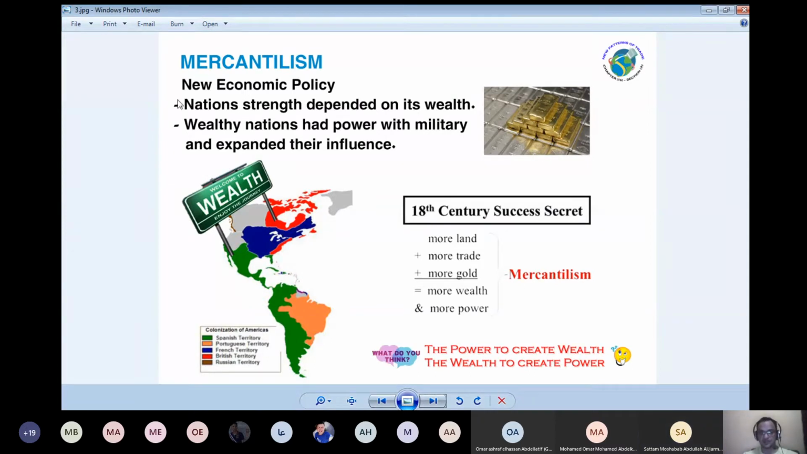So guys, mercantilism: the nation's strength depended on its wealth. Okay, by wealth, I mean the amount of gold and silver they have. So one of the ways to get gold and silver is simply to extract it from the colonies over there. But what if there is no gold and silver in your colony, like Brazil, the Portuguese colony? How do you think Portugal will get gold?